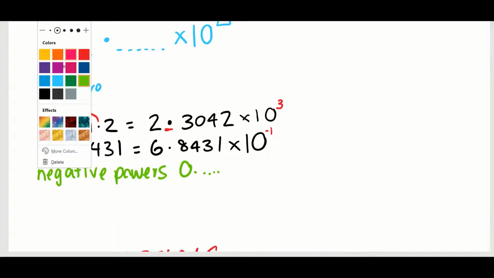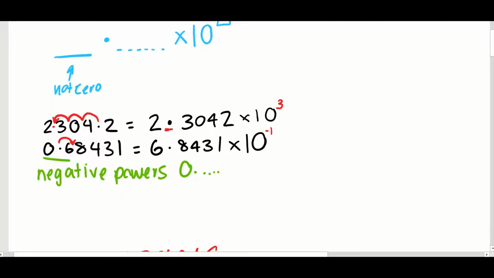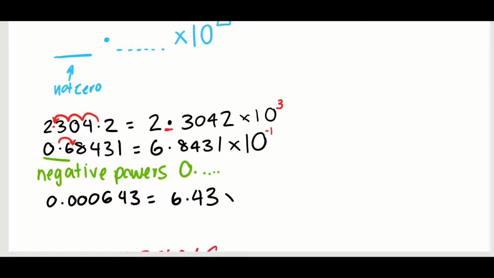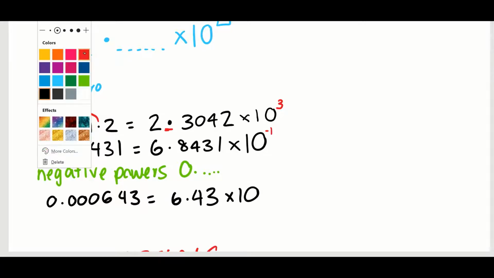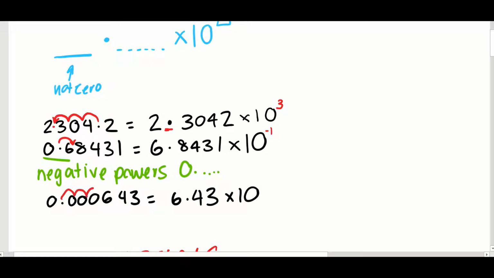So one last example, let's think about 0.000643. I need the first non-zero number, the rest of the numbers, times by 10. How many jumps did I do? I went 1, 2, 3, 4, because that's where the new decimal point is there. So it's a power of 4. It's a 0 number, so it's negative. Now don't forget, you can always just put that exact thing in your calculator, press equals, and see if it gave you back the question. It's a great way to check.